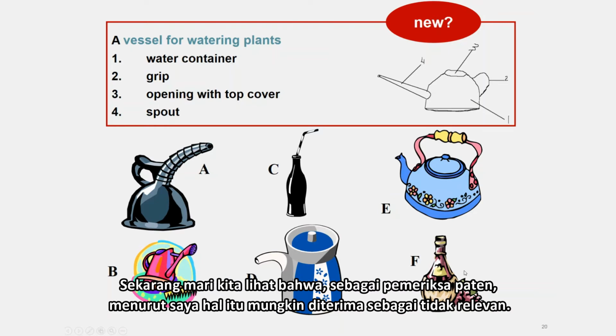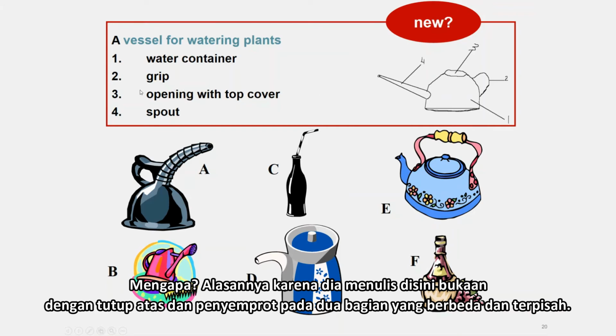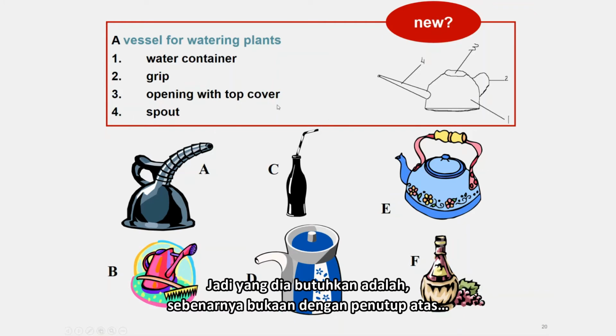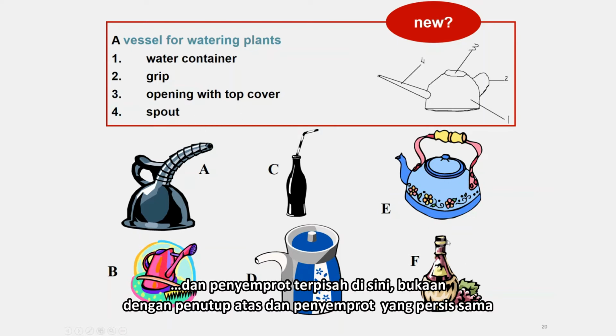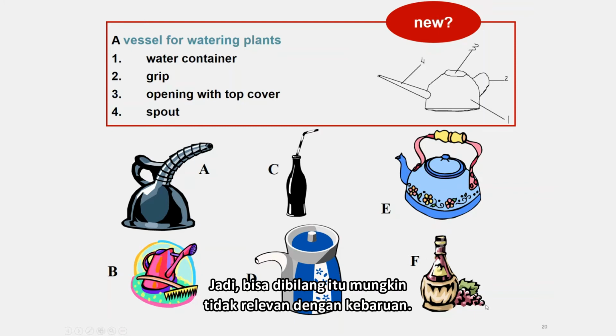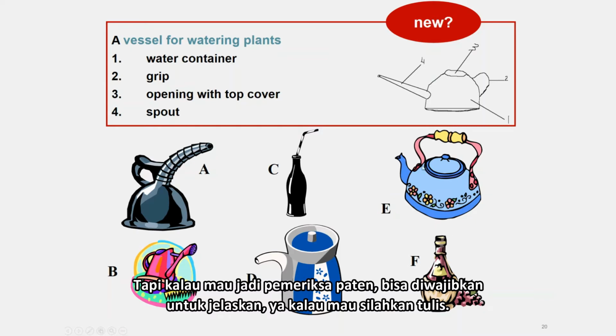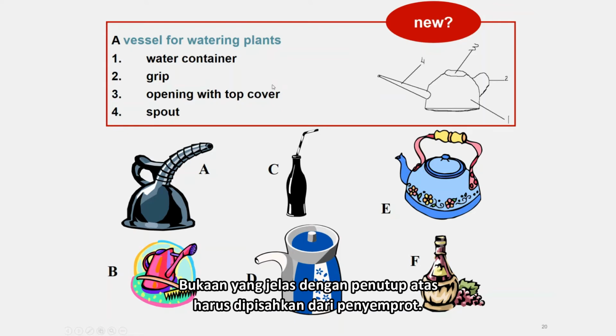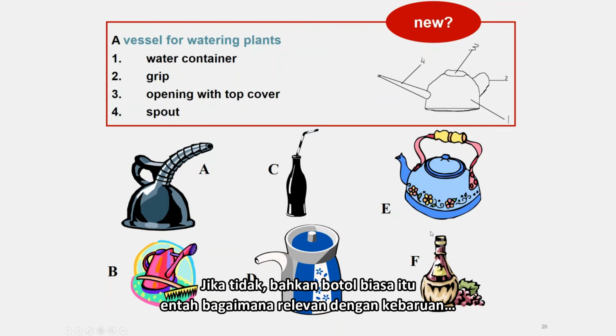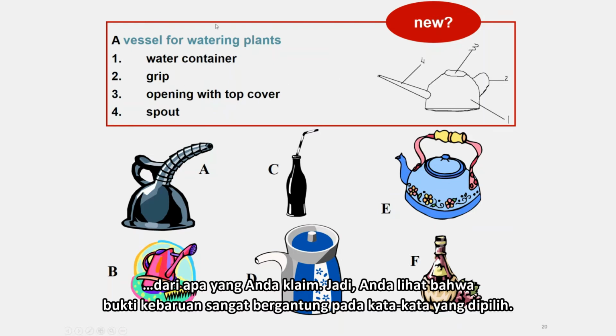Now, let's see that, in fact, as a patent examiner, I would say it might be accepted as not relevant. Why? The reason is because he wrote here opening with top cover and spout in two different and separated parts. So what he needs is in fact an opening with top cover and a separate spout. Here, opening with top cover and a spout are exactly the same. So, yeah, one can say it might not be relevant to the novelty. However, if you want, as a patent examiner, you can oblige him to write it clearly: opening with top cover shall be separated from the spout. Otherwise, even that common bottle is somehow relevant to the novelty of what you are claiming.